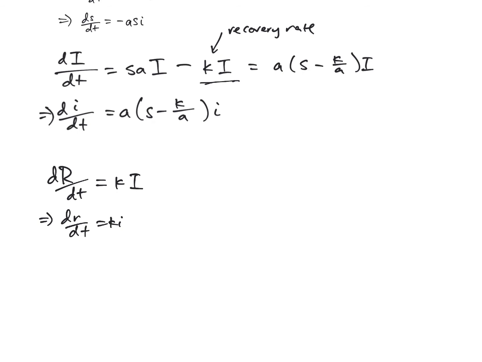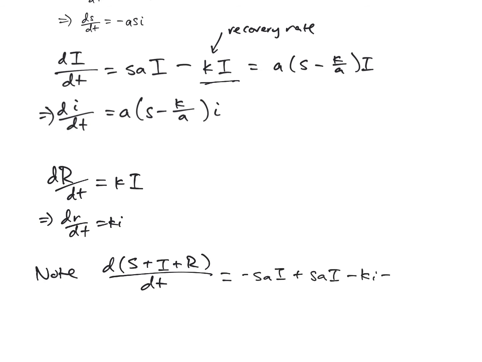And it's important to note that for the total population, S plus I plus R, the derivative d/dt equals, if you add everything together, negative s A I plus s A I minus K I plus K I, big I, and that is all equal to 0.